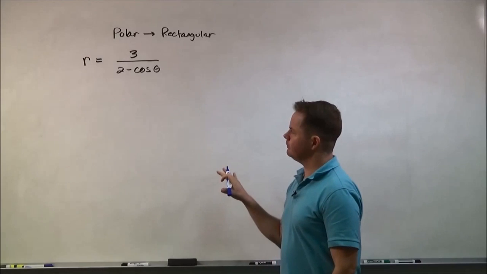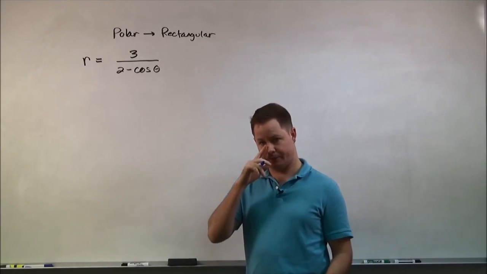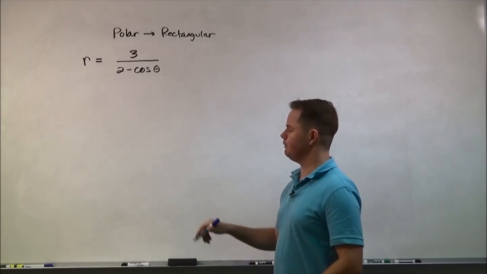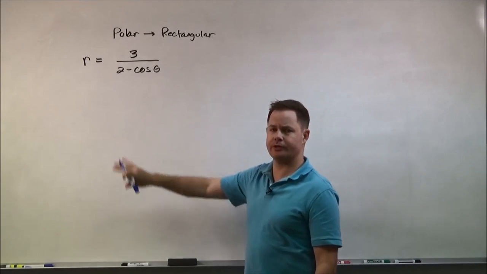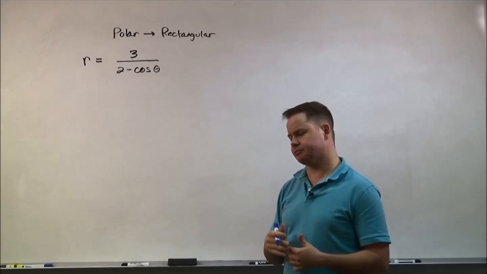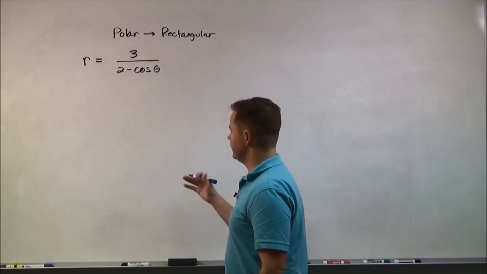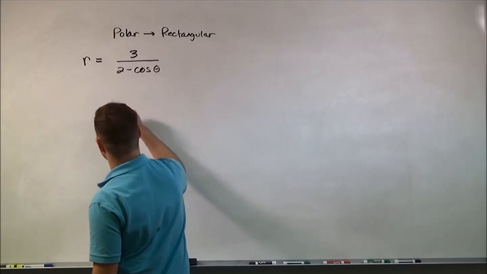We're taking a further look at polar and rectangular equations, and here we have r equals 3 over the quantity of 2 minus cosine theta. So in order to convert this into rectangular form, what we want to do is get rid of our denominator. Denominators in general are a little bit messy, so we're going to multiply both sides by 2 minus cosine theta to get rid of that denominator, clear the denominator if you will.